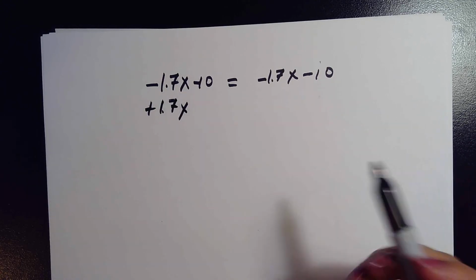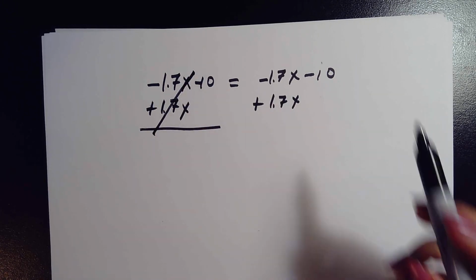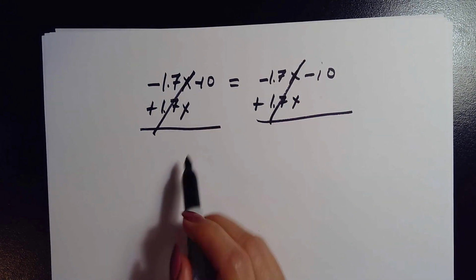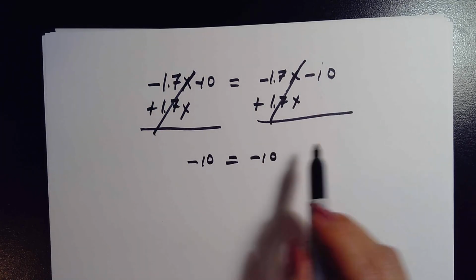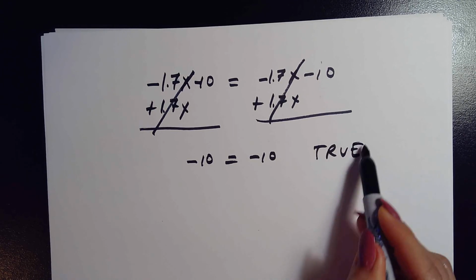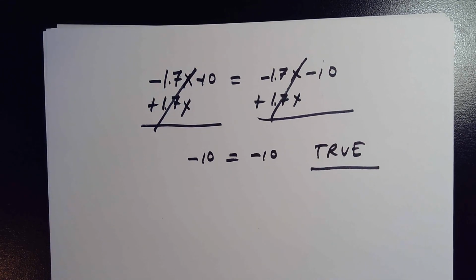move it to the right. By doing that, I'm going to get rid of the negative 1.7x on both sides. I'm going to bring down the negative 10 equals negative 10. So this is always true. So the same conclusion. This means that you have an infinite number of solutions. Same conclusion. Infinite number of solutions.